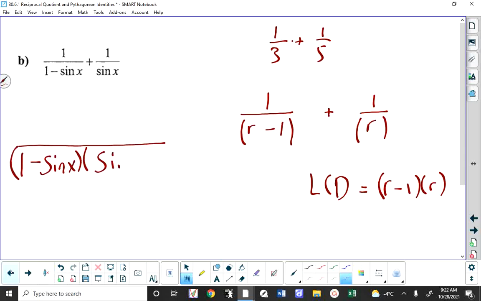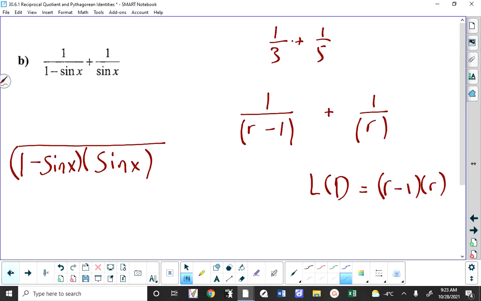multiplied by sine x. And try to remember that when you put algebraic fractions together with a common denominator, everybody, you do not multiply out the denominator. You leave the denominator that you've created in factored form. That's important.